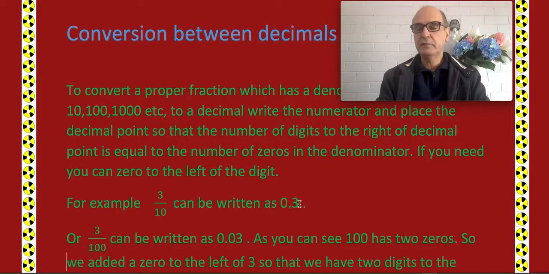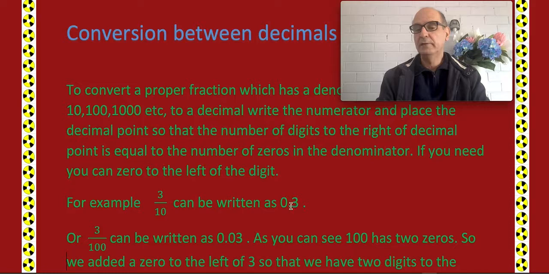Why? Because we need 1 digit to the right. Why do we need 1 digit to the right of the decimal point? Because 10 has only 1 zero. So that is 0.3. For this 0, you can always put a 0 to the left of the decimal point, and if you didn't put it, it still is not going to change anything. So 0.3, but we prefer to see a 0 here.